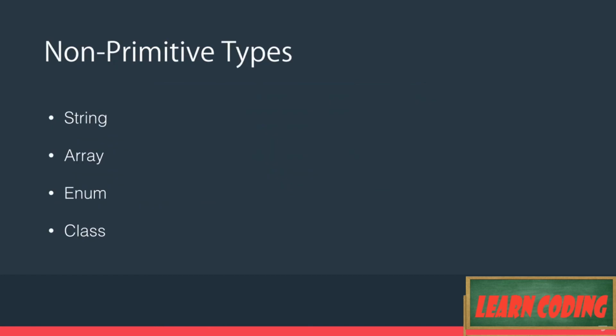In C# we also have a few other types which are not considered primitive types, and they are string, array, enum, and class. You'll learn more about them throughout this course.